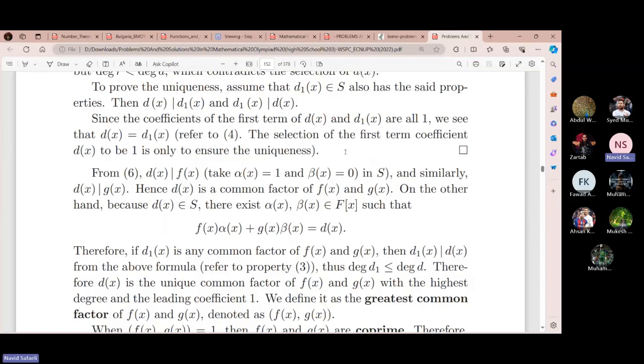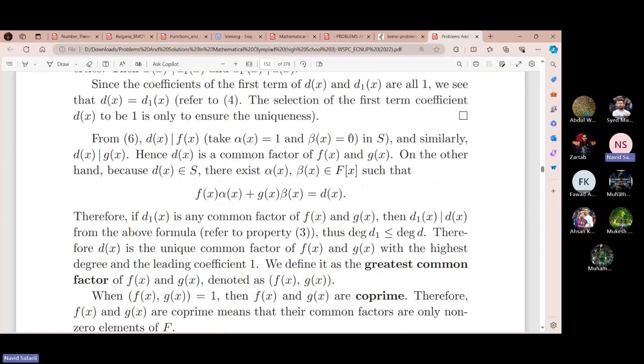If we put alpha 1, beta 0, then we find that D divides F. By the same token, D divides G. So D is a common factor of F and G. On the other hand, since D is in S, there are alpha and beta satisfying this.